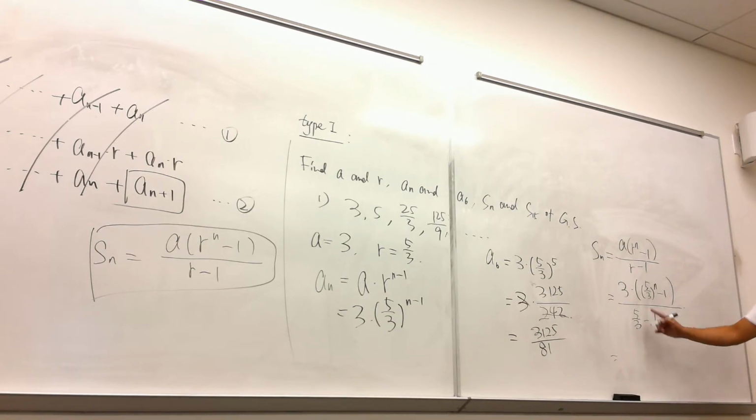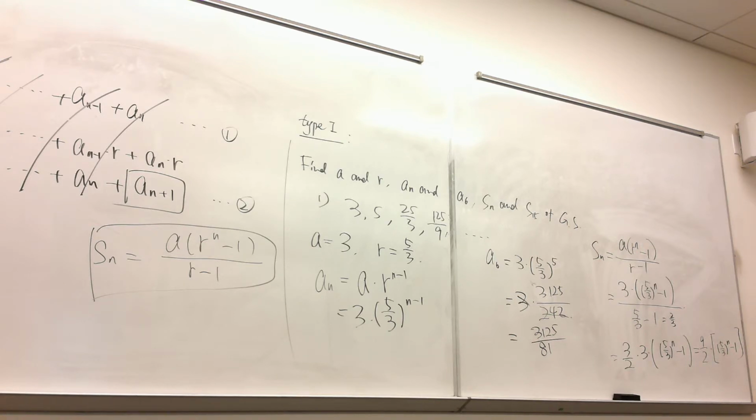You need to simplify. First of all, 5 over 3 minus 1 gives you what? Come on, guys. 5 over 3 minus 1 equals what? 2 over 3, right? And if you divide by a fraction, it's the same thing as what? Multiply the reciprocal. So you can multiply this on the top. So it becomes 3 over 2 times 3, then times 5 over 3 to the power of n minus 1. And this simplifies further to 9 over 2 times 5 over 3 to the power of n minus 1. And that's what we mean by the final answer for S sub n. So what I'm saying is you need to simplify as much as you can.